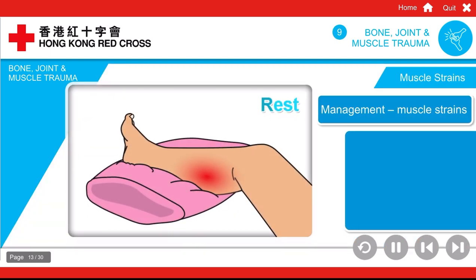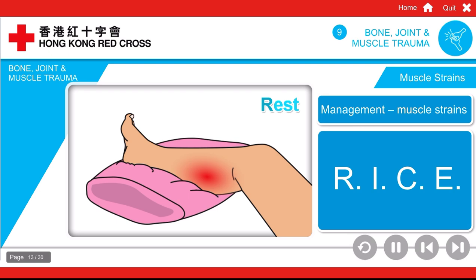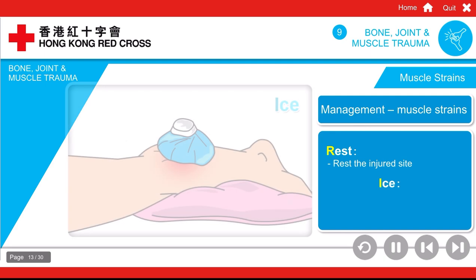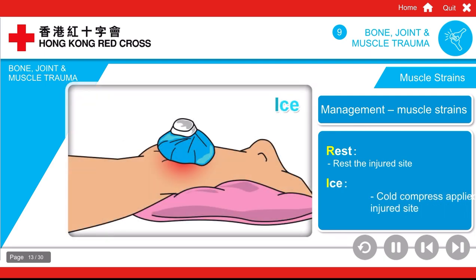You can remember the management of muscle strains by the acronym RICE. R stands for rest, which means placing the victim in a comfortable position and rest the injured part. I refers to ice, which means applying ice pack or a cold pad to the injured part.